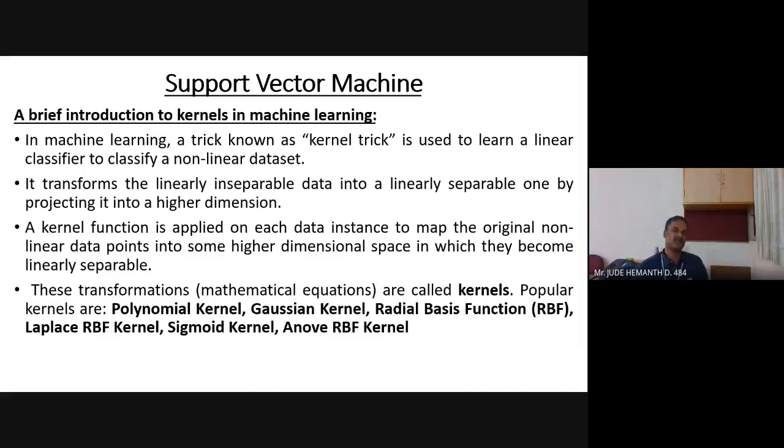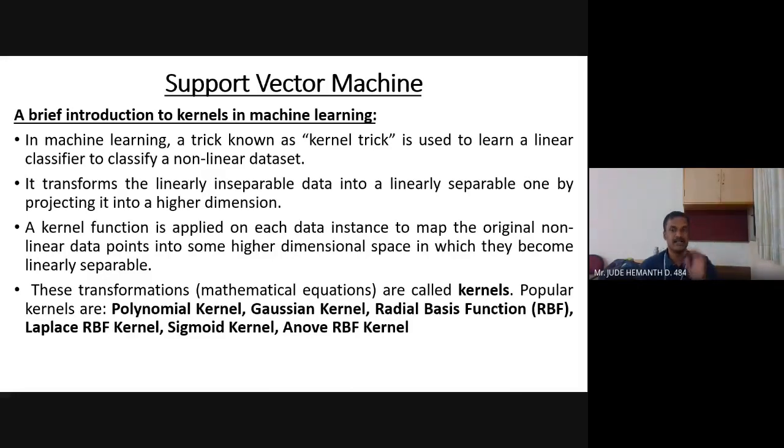These mathematical equations, these transformations, are called kernels. Popular kernels which we use with SVM are the polynomial kernel, Gaussian kernel, RBF kernel, Laplace RBF kernel, sigmoidal kernel, ANOVA kernel. It's not ANOV, it is ANOVA, ANOVA RBF kernel. So these are mathematical equations which are used for this conversion process.